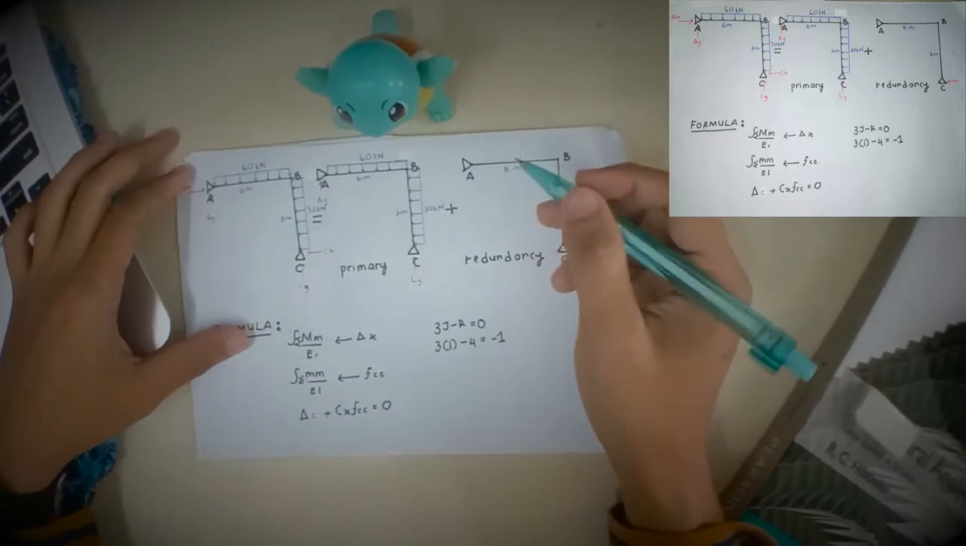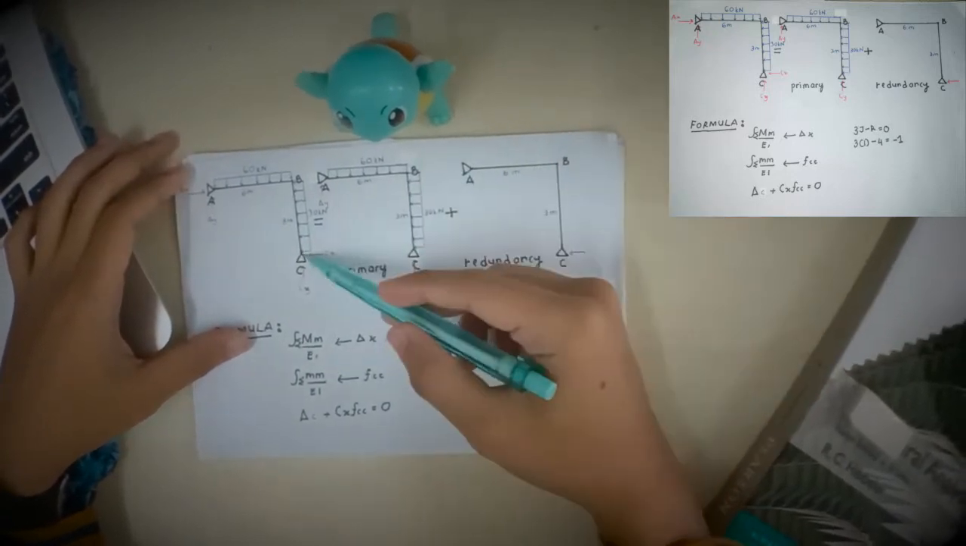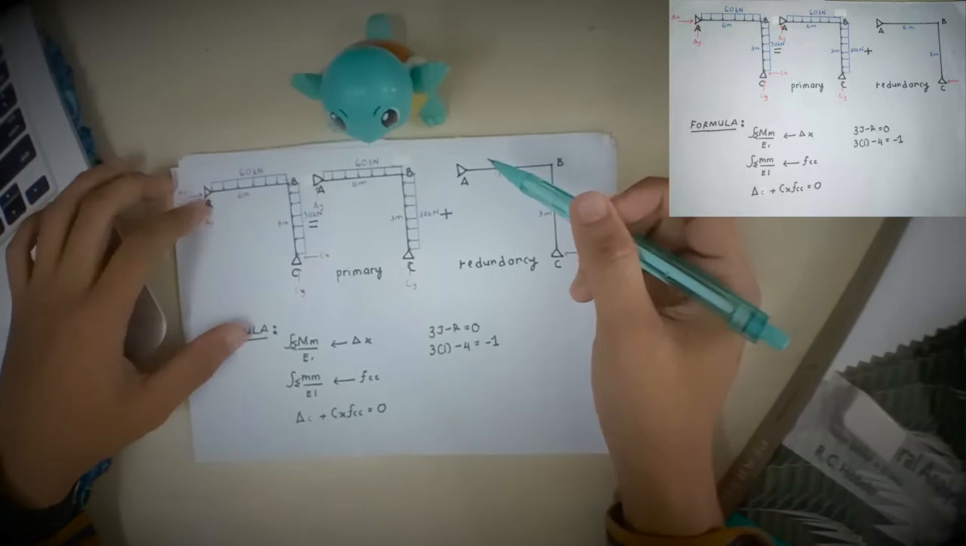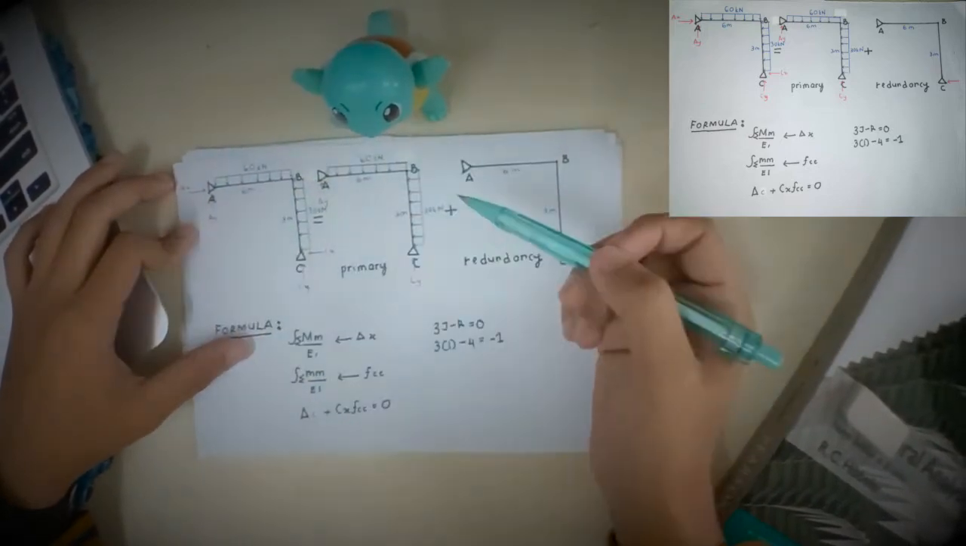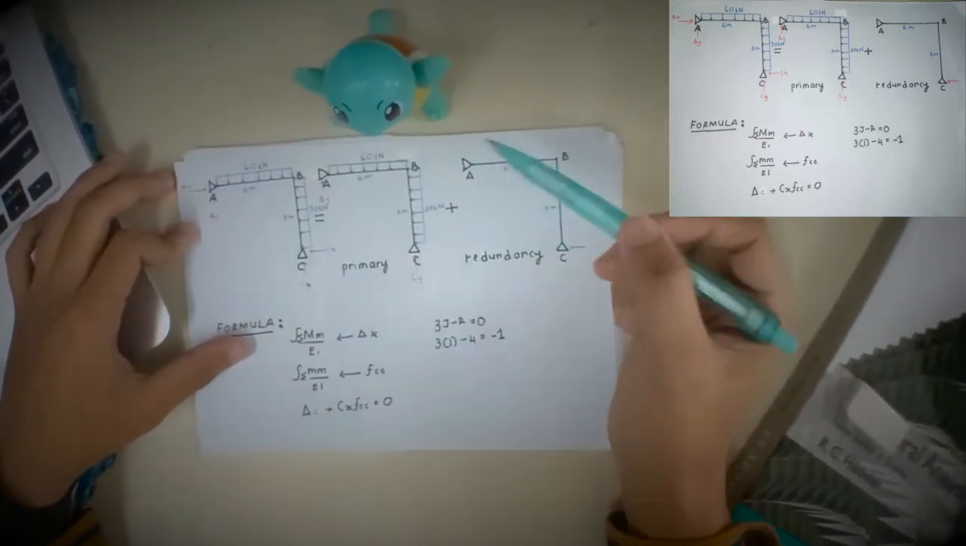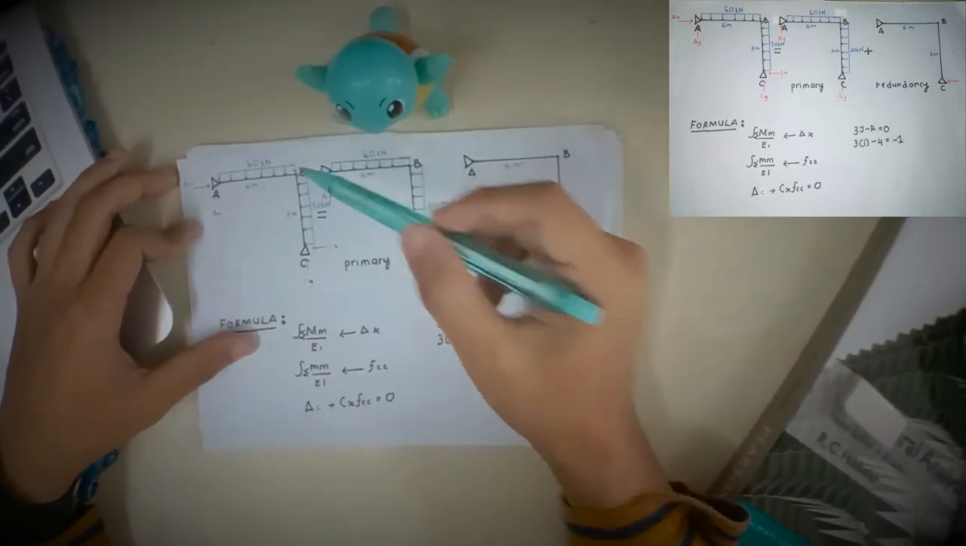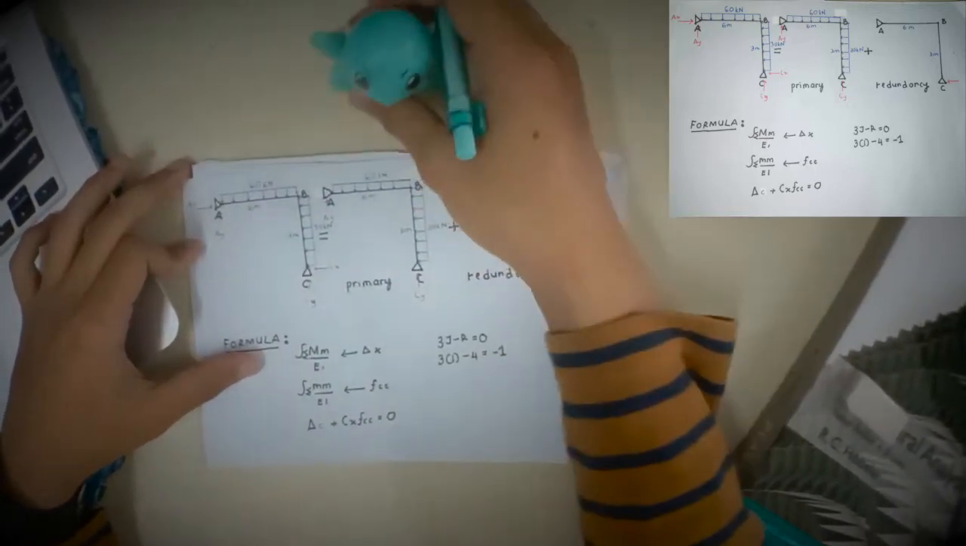As the question said, we need to use the first method to determine the direction at the support for the frame. As shown, we have pin support at A and also pin support at C. B is the fixed support here, okay?